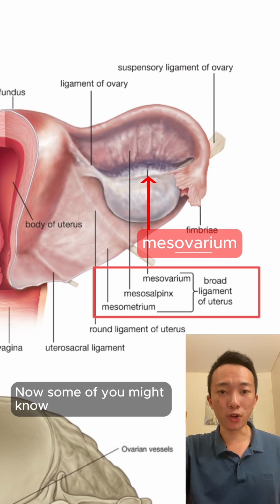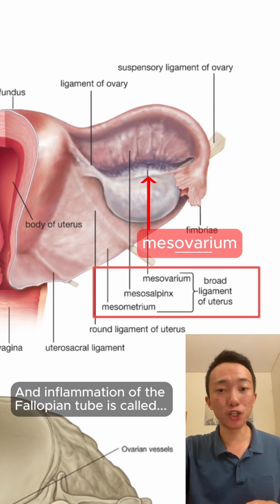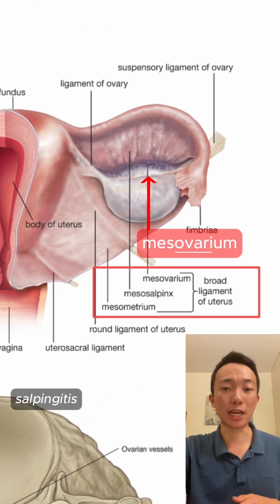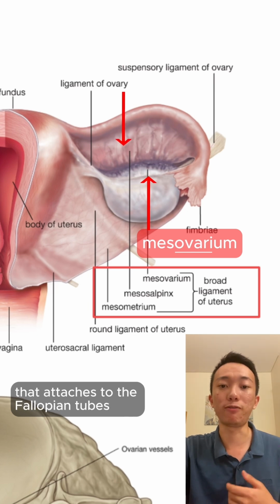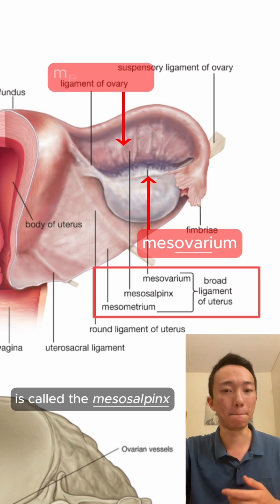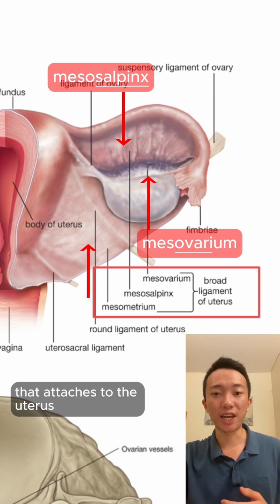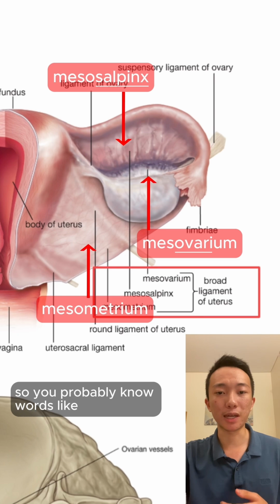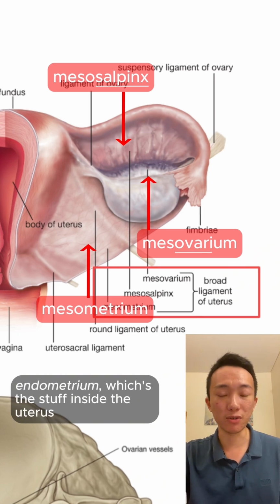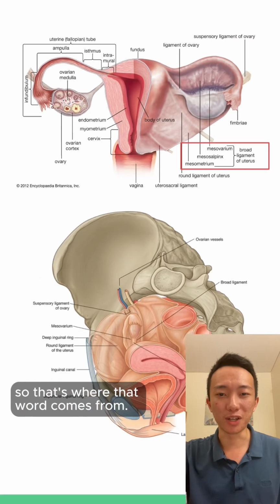Now, some of you might know that the surgical removal of a fallopian tube is called a salpingectomy, and inflammation of the fallopian tube is called salpingitis. So, the part of the broad ligament that attaches to the fallopian tubes is called the mesosalpinx. And lastly, the part of the broad ligament that attaches to the uterus is called the mesometrium. So you probably know words like endometrium, is the stuff inside the uterus. The myometrium refers to the muscle of the uterus, so that's where that word comes from.